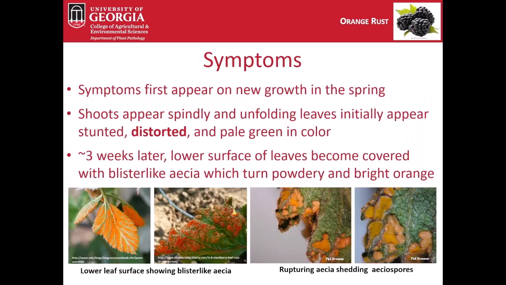But the symptoms first appear on the new growth in the spring, and so the shoots that emerge will appear kind of spindly, and the unfolding leaves will appear stunted or distorted or pale green. They just don't look quite right. And about 3 weeks after those leaves unfold, you'll start to see these blister-like fungal structures here. These are aecia that produce aeciospores, and they'll develop on the undersurface or the margins of these leaves, and they'll often cause the leaf margins to distort or curve, and then they will grow powdery and bright orange as the spores are eventually being shed.